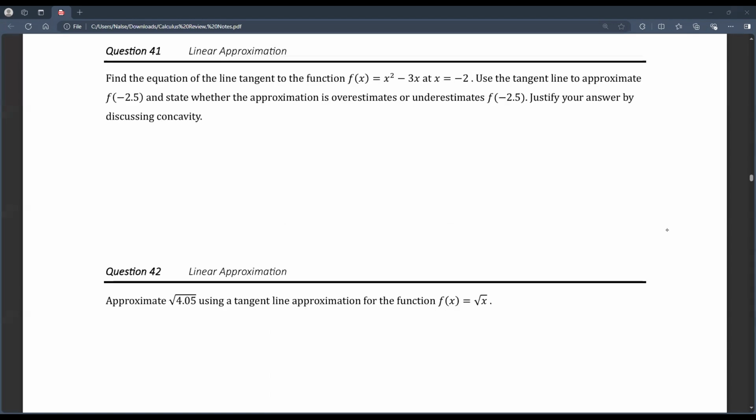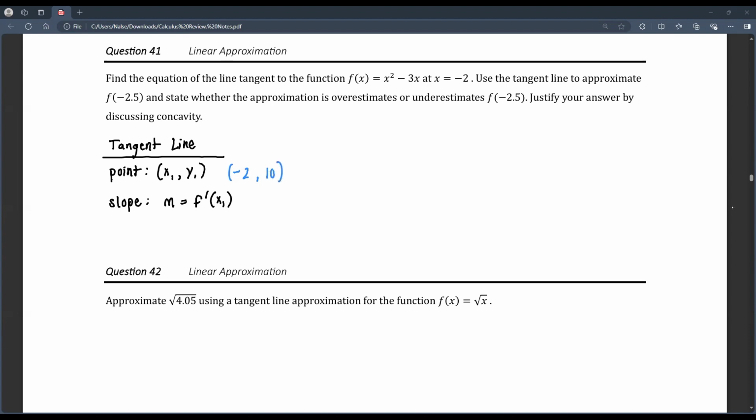Question 41. We need to write the equation of the line tangent to f of x at x equals -2. This means that we need to know the point and slope at this particular value of x. To find the full x-y pair, we will need to use the function f. Just plug in -2 into the function rule.